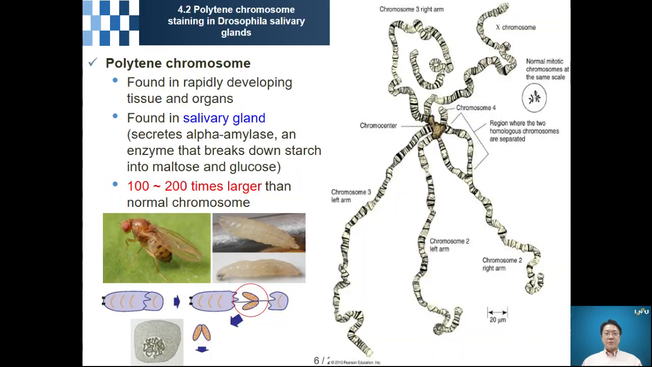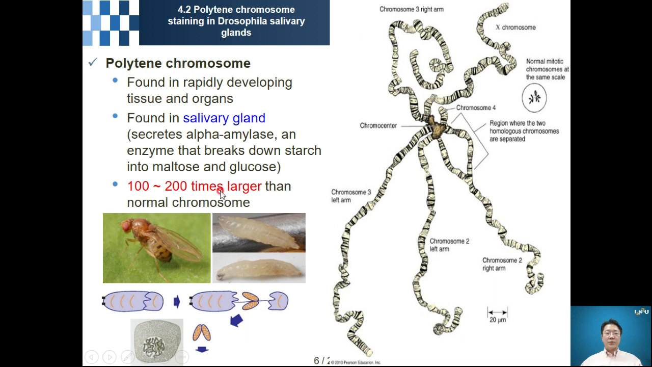In this slide, I will explain the second subject, polytene chromosome in Drosophila salivary glands. So what is polytene chromosome? Polytene chromosome is one whose size is very big. Usually these very big chromosomes are found in rapidly developing tissues and organs in fruit flies. Especially, polytene chromosome is easily found in the salivary glands.